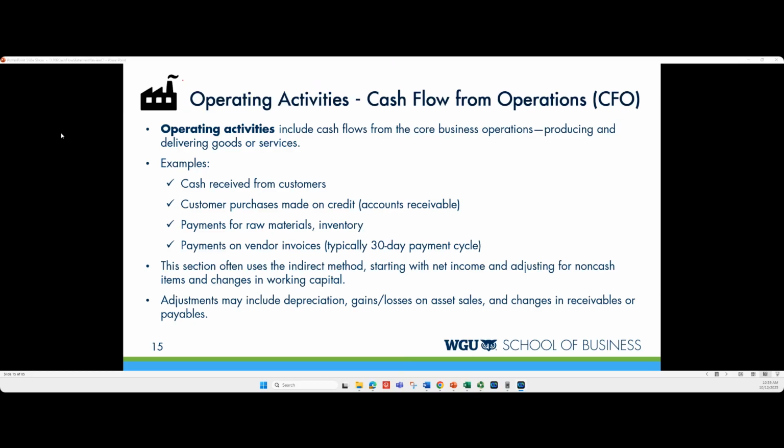Well, I typically call them up or place an online order. I get the materials pretty quickly, and then I get an invoice that's typically a 30-day payment cycle. It's net 30.